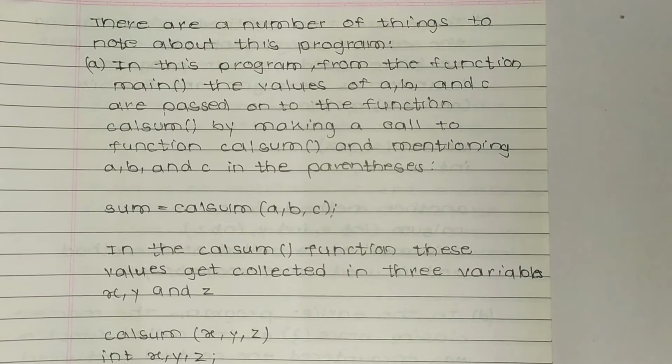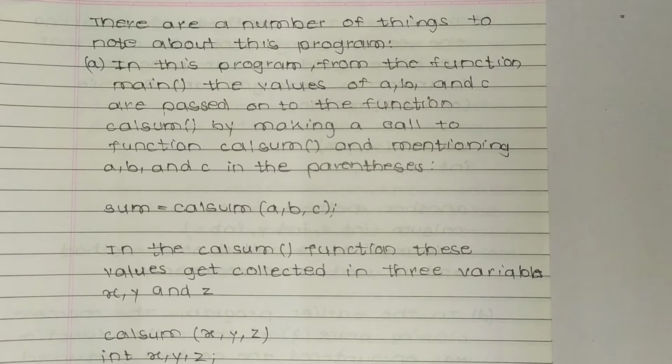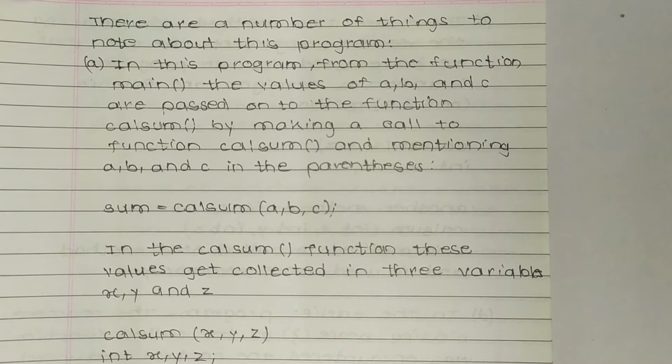In the previous program we studied about functions. There are a number of things to note about a function program. First, in this program, from function main, the values of a, b, and c are passed on to the function calsum. They are passed by making a call to function calsum and mentioning a, b, and c in the parenthesis. So sum is equal to calsum(a, b, c).